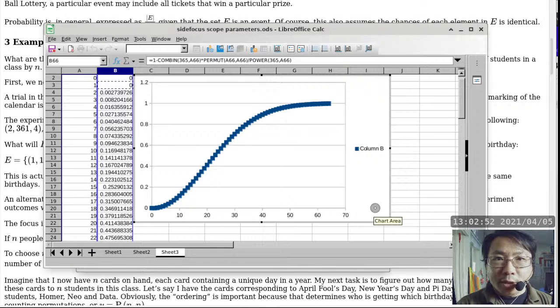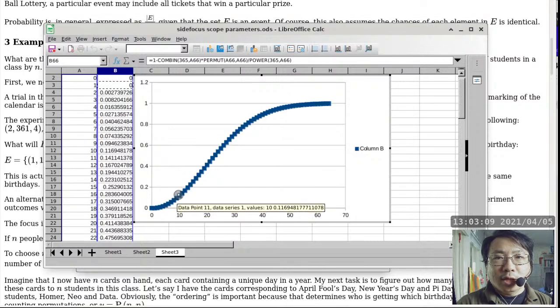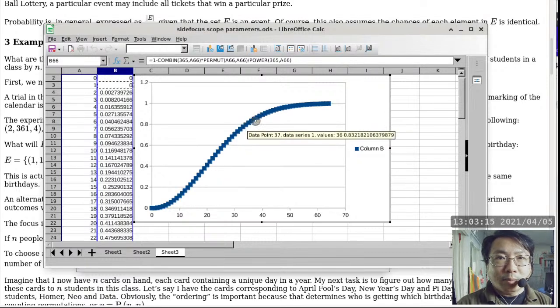And then we click Finish. That is what the chart looks like. So the horizontal axis is the number of people in class, and the vertical axis is the probability. We can see how initially, it does not increase. It's a sublinear increase, and then at some point it becomes sort of linear, and then it increases rather rapidly, and then it approaches 1 once we get past a certain point.